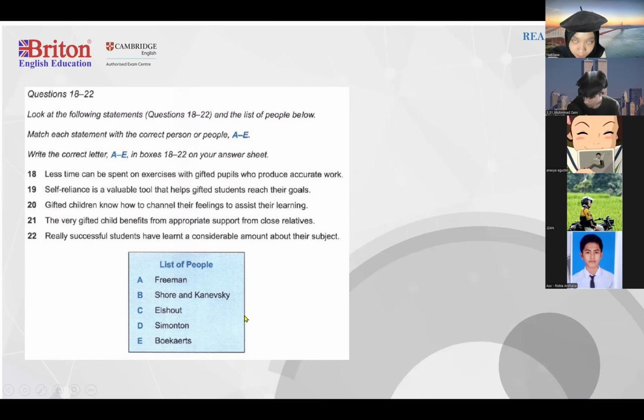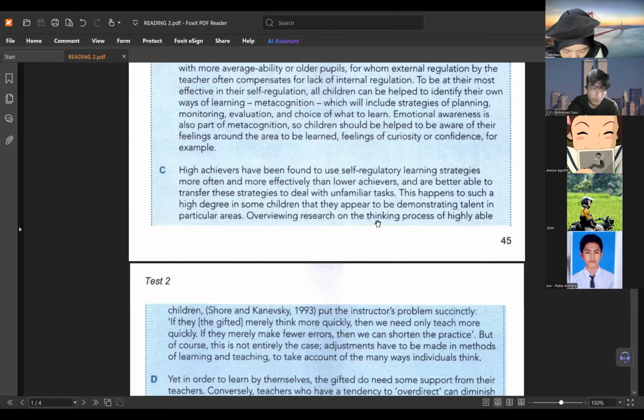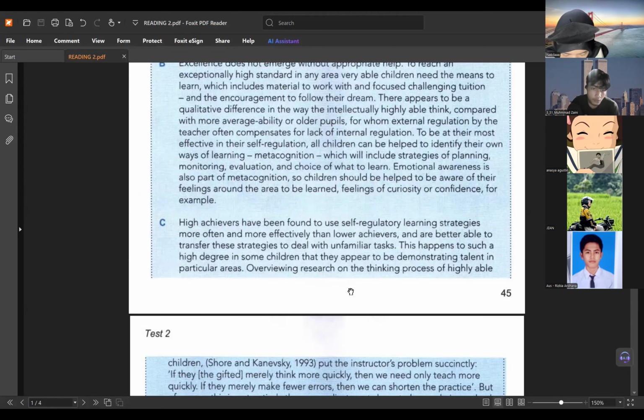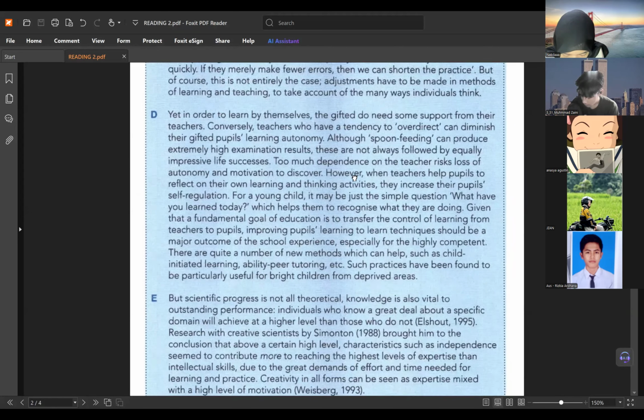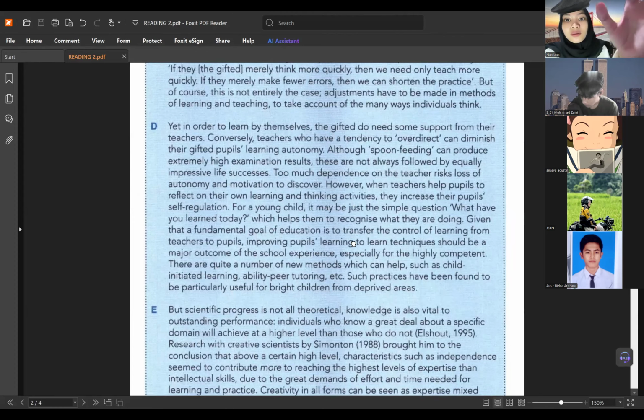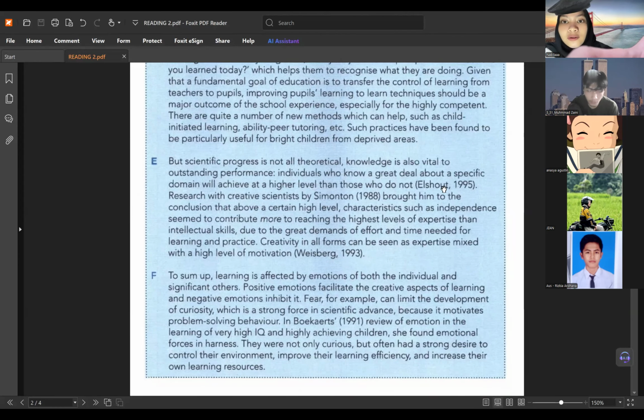Let's go with Elshout. Where do we find Elshout? In which paragraph? Elshout, Elshout. Where's Elshout? Paragraph E. There it is. I found it. Elshout here.